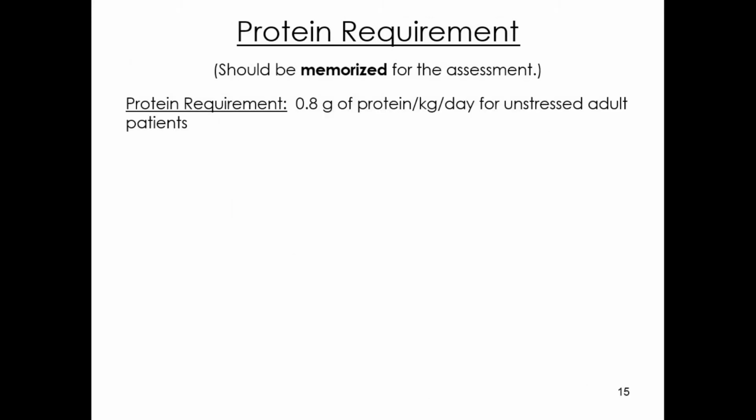You also need to memorize the daily protein requirement for an unstressed adult. This is a weight-based value where 0.8 grams of protein is required per kilogram of body weight per day.